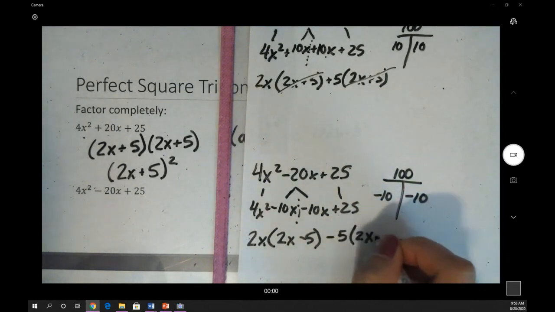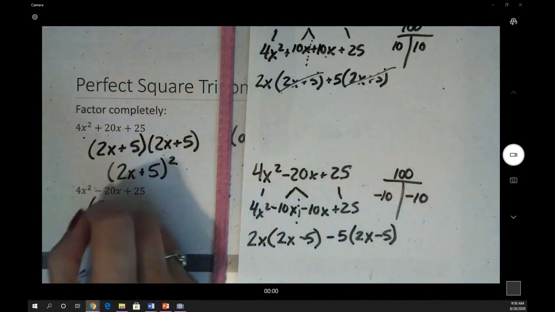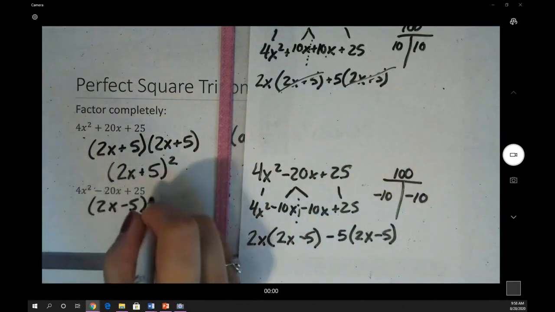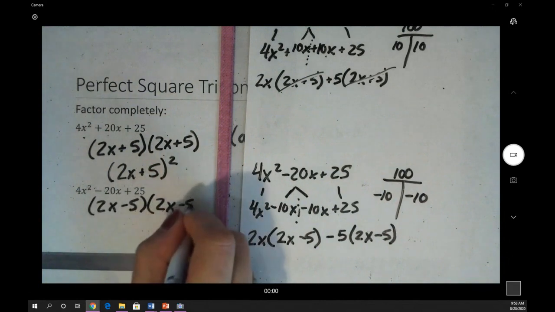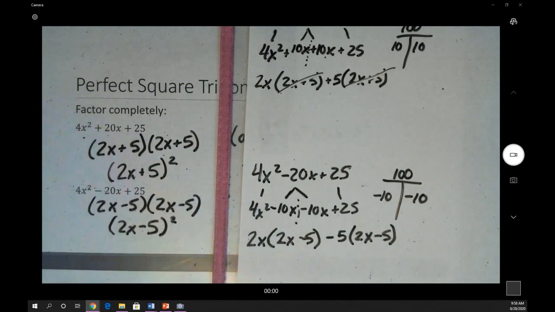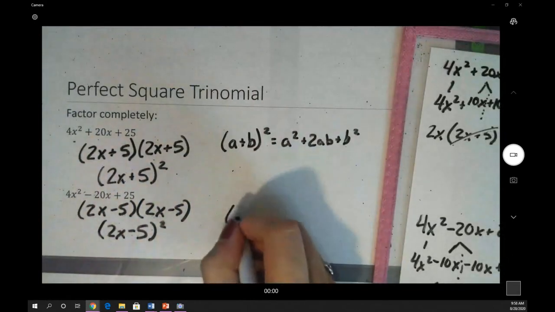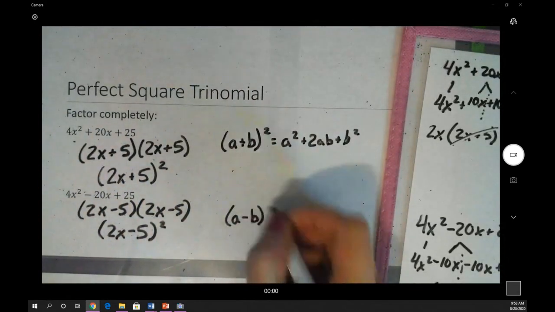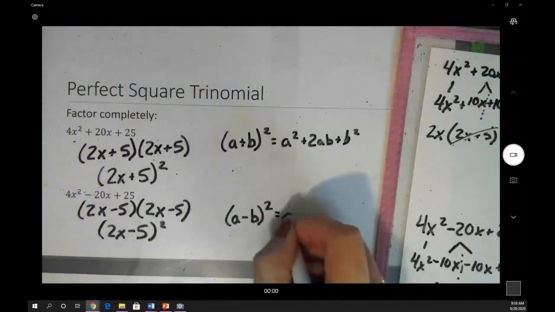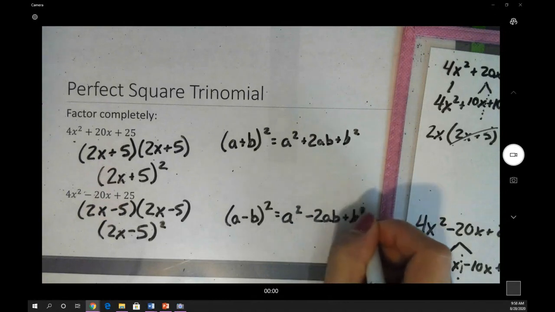That will leave me with 2x minus 5 in parentheses, and now you can probably see we're going to have 2x minus 5 times 2x minus 5, which we could also write as 2x minus 5 quantity squared. So that means there is also a version of this formula with a minus sign. a minus b quantity squared is equal to a squared minus 2ab plus b squared.